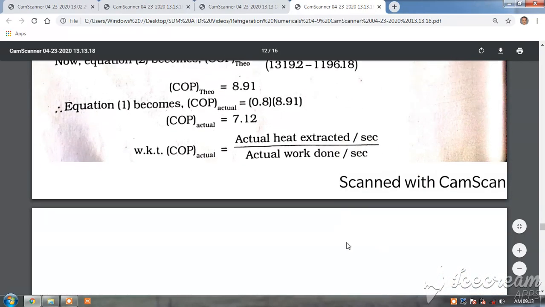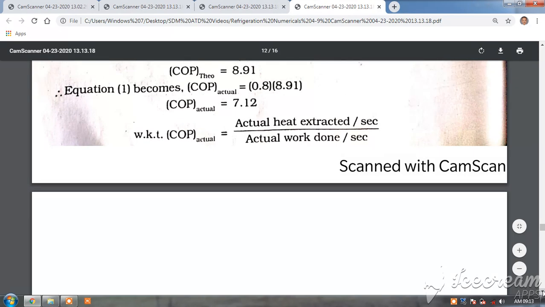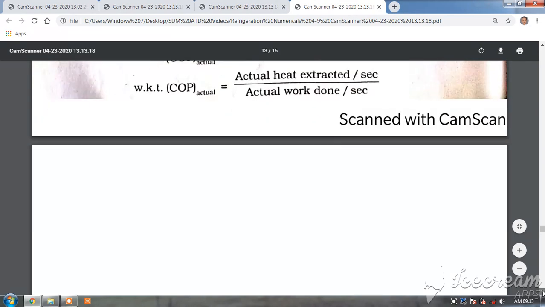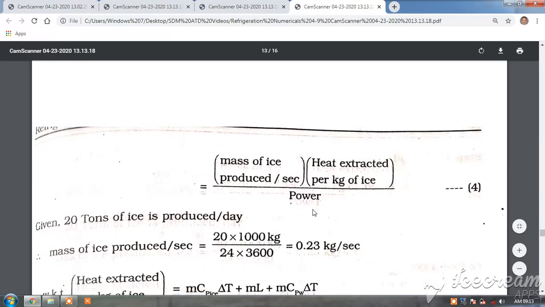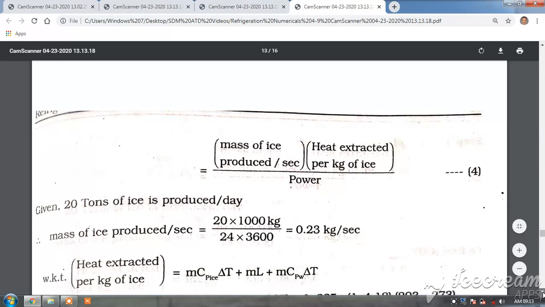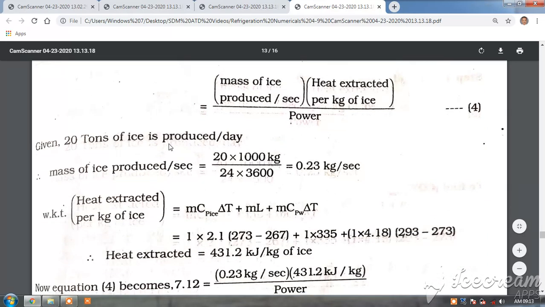COP actual is equal to actual heat extracted divided by actual work done. That is the refrigeration effect divided by work done. That is nothing but mass of ice produced per second times heat extracted per kg of ice, divided by the power. Now what he has given is 20 tons of ice per day. So 20 into 1000 divided by 24 hours into 3600 seconds. So it is 0.23 kg of ice per second.